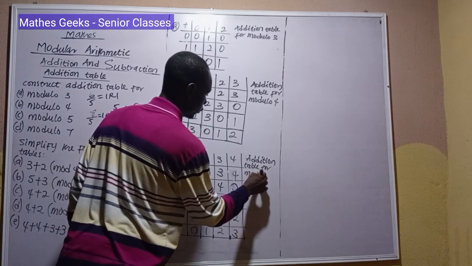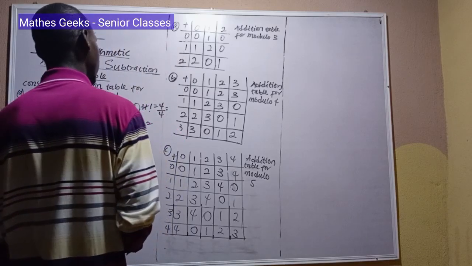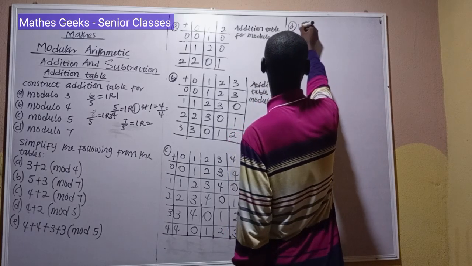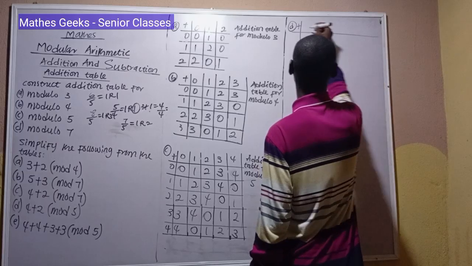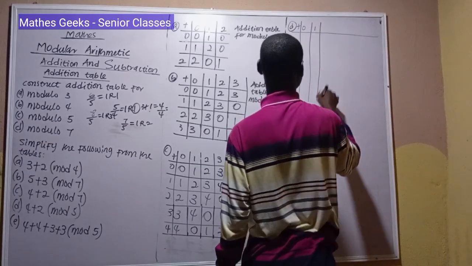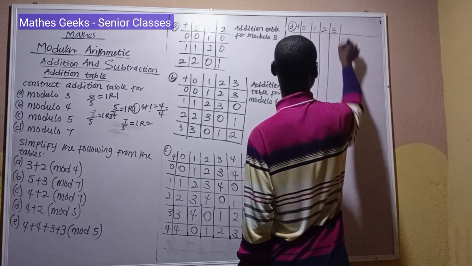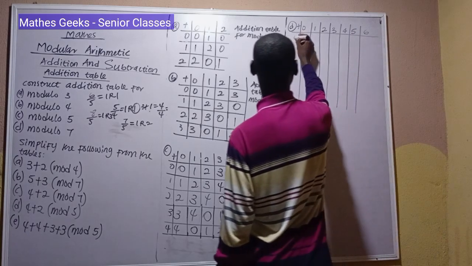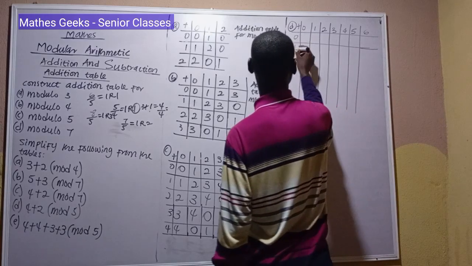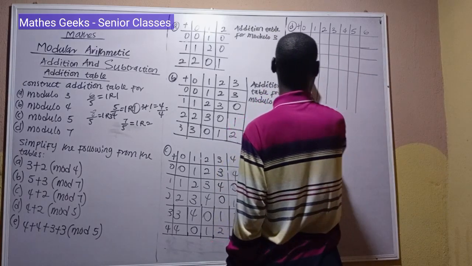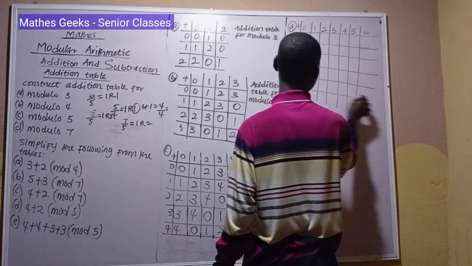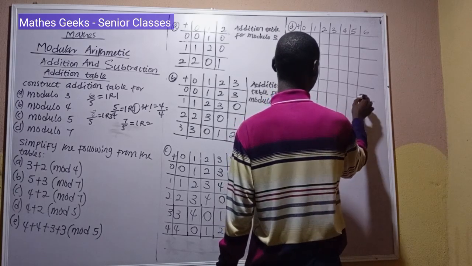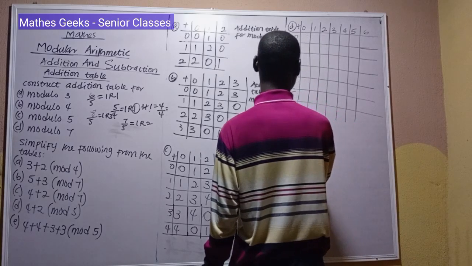table for modulo 5. Let's do modulo 7. Modulo 7 plus 0, 1, 2, 3, 4, 5, 6, and 0, 1, 2, 3, 4, 5, 6.